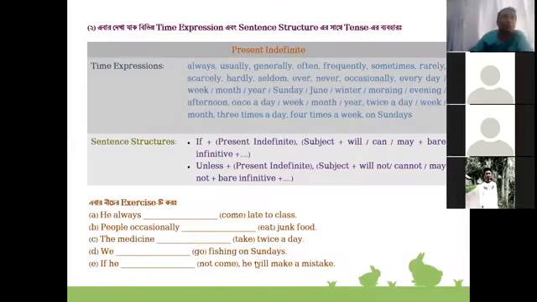Here we have our future indefinite tense. Here will be the present indefinite tense. If he does not come, he will make a mistake. Now let's see the answers. Take a screenshot of this slide.